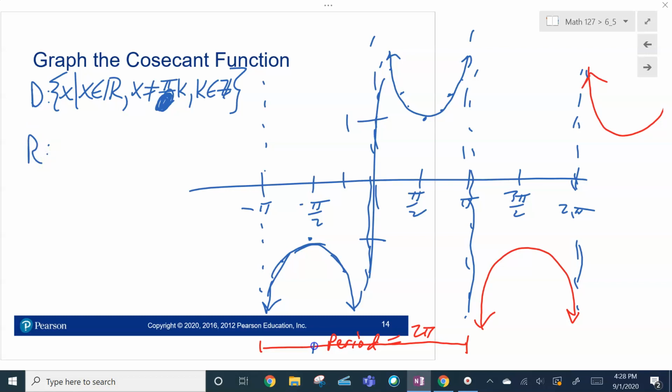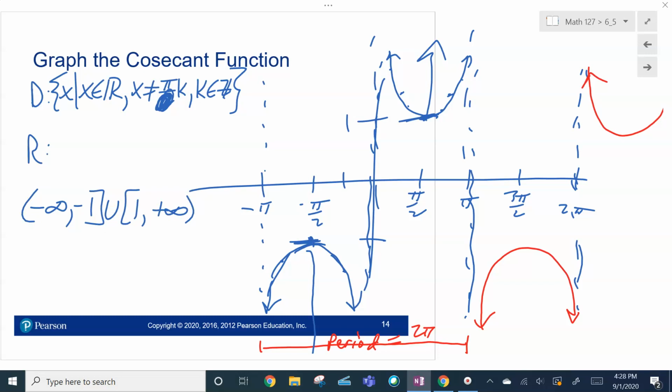Your range. Notice again it's coming up until -1. Hits that -1, then it takes off again, goes up. So -infinity up to -1 if you're going to do this in interval notation, and then from 1 to positive infinity, including. So y is such that y is less than or equal to -1, or y is greater than or equal to 1. That's how you talk about that with the range.